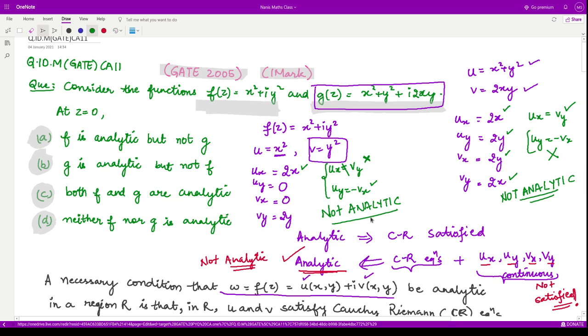So our result is that neither the function f nor the function g is analytic. Therefore option D is the correct option for the current case.